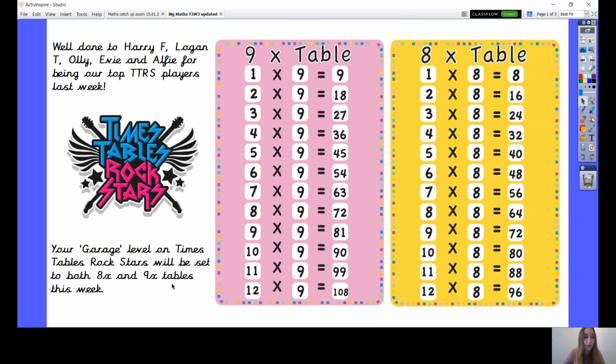Well done to Harry Fisher, Logan T, Ollie, Evie and Alfie for being our top Times Table Rock Stars players last week. They put the most minutes in out of everybody. So see if you can get your name on that leaderboard next week for practicing your 9s and your 8s.